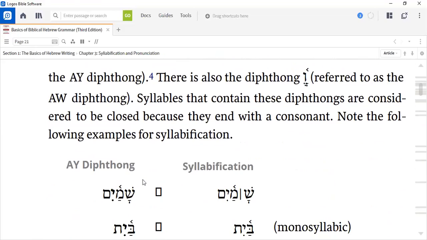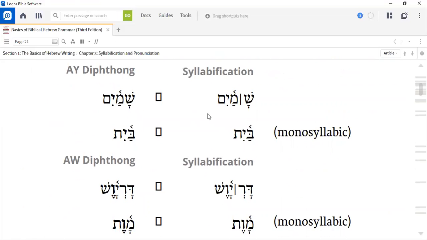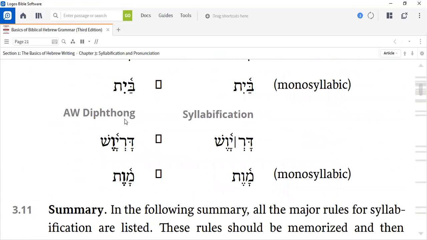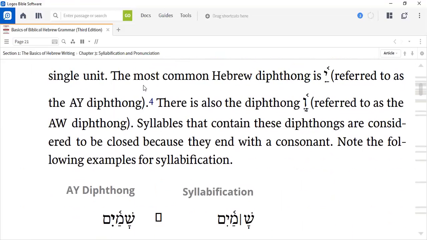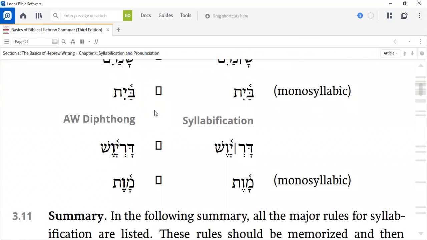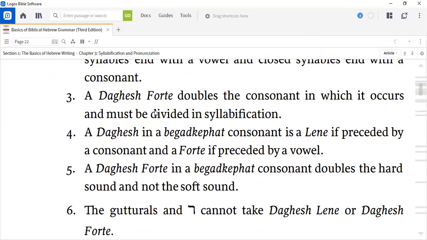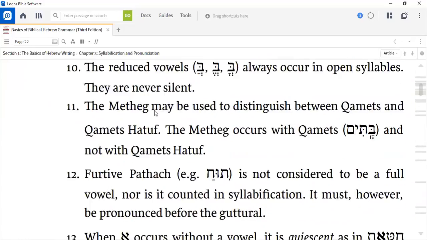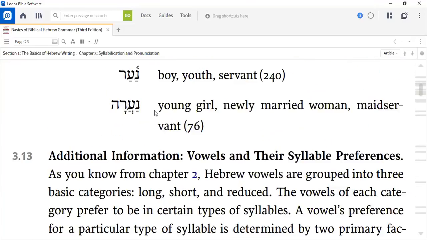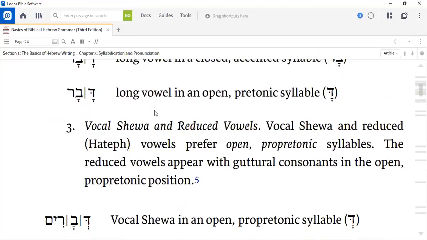Hebrew diphthongs. Okay. You could call these diphthongs, I suppose, or you could say that they're two syllables. It's whatever you want, I guess. I would normally think of these as two syllables. You can make of it what you want.